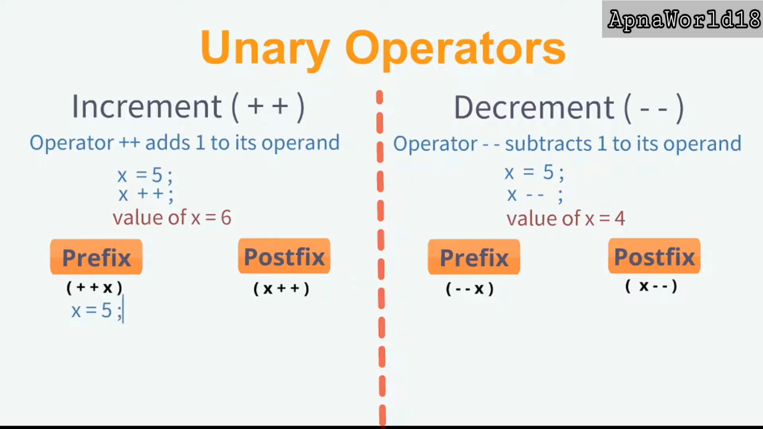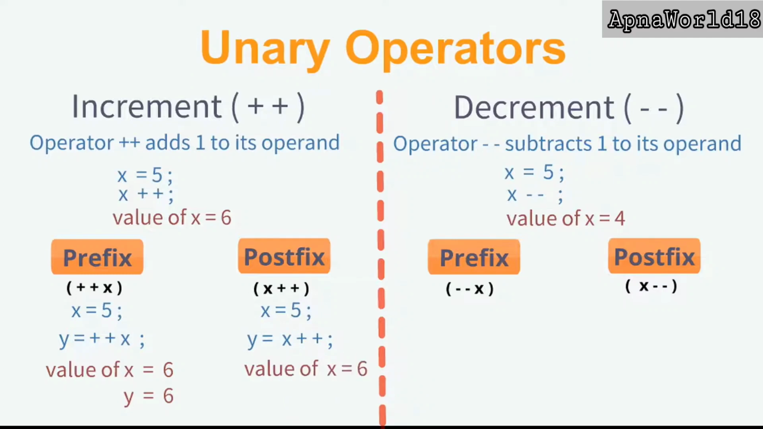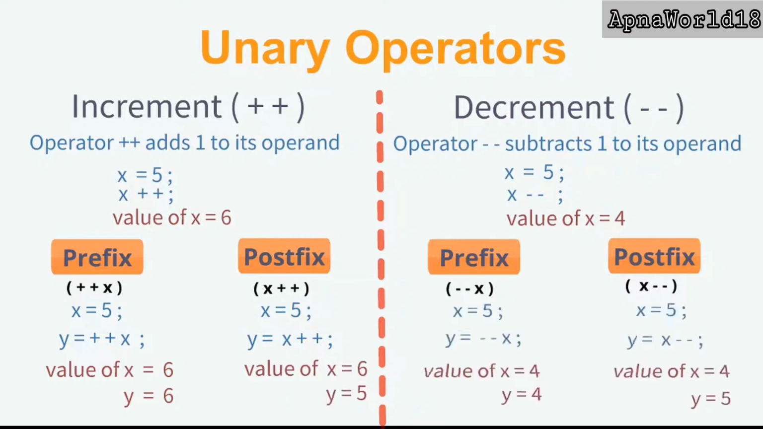Here x is assigned 5 and y is assigned prefix x. Here first x is incremented and then assigned to y, so the value is 6. Let's see another example. Here x is assigned 5 and y is assigned postfix x. In this example, first assignment happens in the expression and then increment takes place. So x is incremented to 6 and the value of y is 5. The decrement prefix and postfix operators work in the same way.